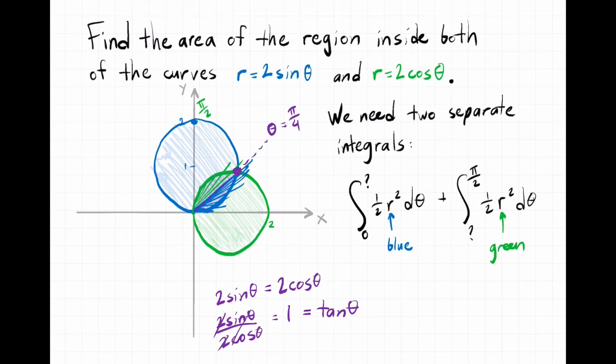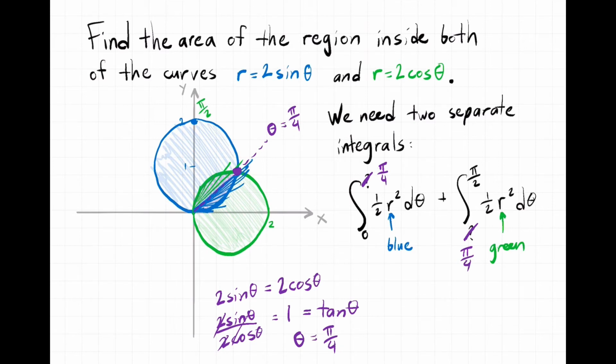Well, we know what those values are. Those values are pi over 4, or any multiple of pi plus pi over 4, but pi over 4 is the angle we want. So our theta does equal pi over 4. So in fact, this mystery bound, the upper bound for our first integral, is pi over 4, and the lower bound for our second integral is also pi over 4.